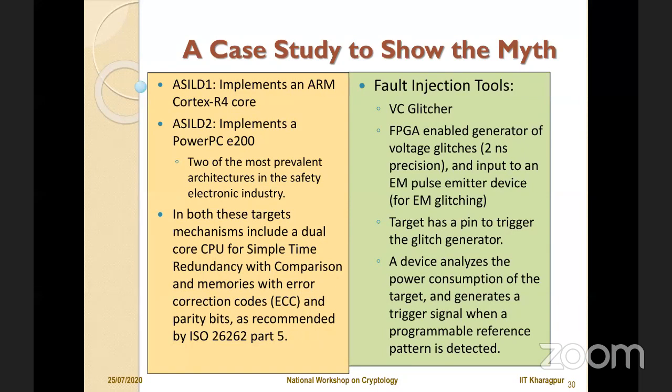And you can see that if there is an EM gun, then with the EM gun, you can shoot EM pulses, and that essentially can lead to spikes in your electronic circuit, which will get manifested as faults. So what we do here is we target a pin to trigger the glitch generator. We take this pin from the device, and then we trigger the pulse to create the fault.